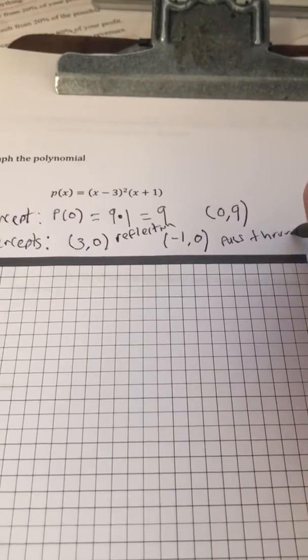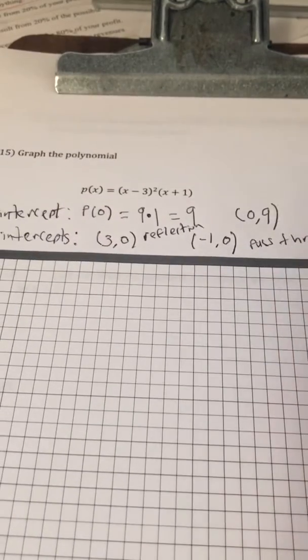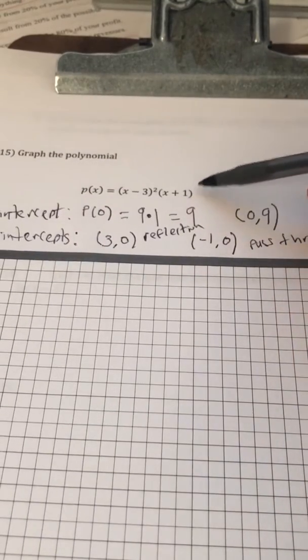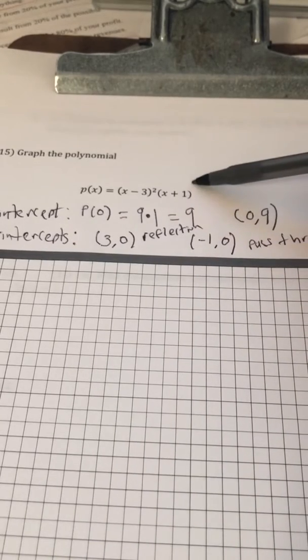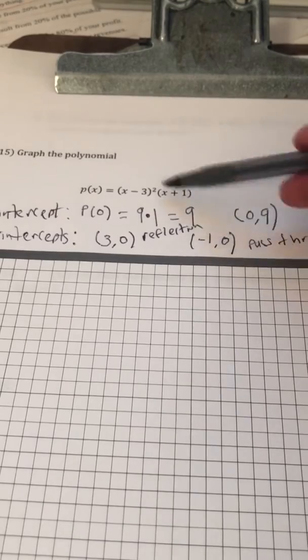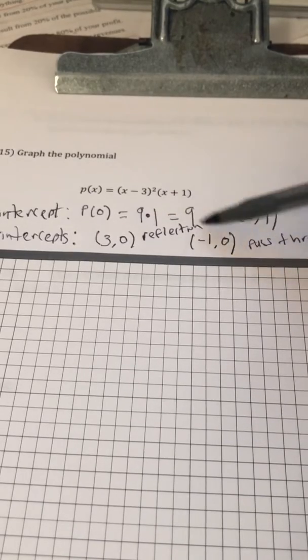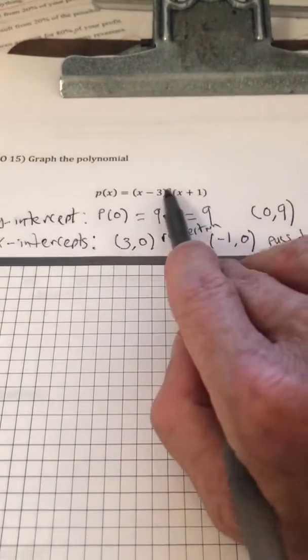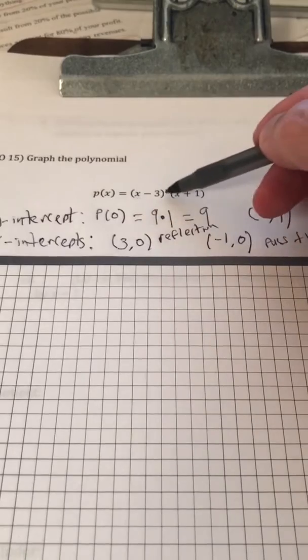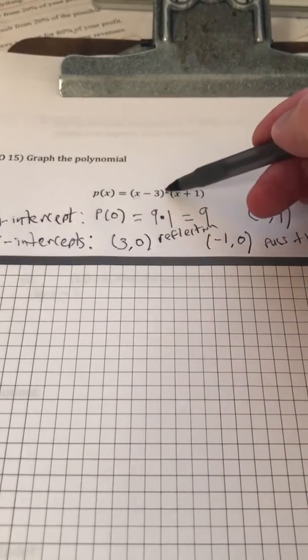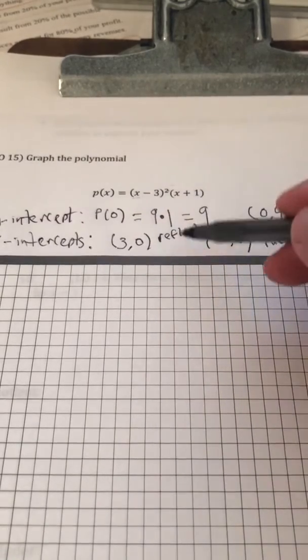because the factor x plus 1 is raised to an odd power. Whenever your factor is raised to an odd power, that means that at the corresponding x-intercept the graph is going to pass through. And remember multiplicity, that's the number that this factor is raised to. If the multiplicity is even, like it is in this case, you have a reflection.